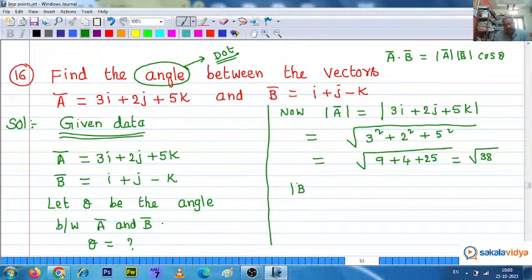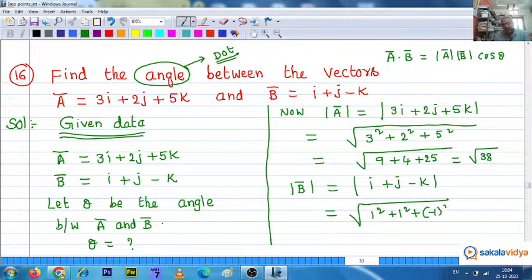Now find B bar. B bar is i plus j minus k, so its modulus is the square root of the i coefficient 1 squared, the j coefficient 1 squared, plus the k coefficient, negative 1 squared. Don't get confused here. Minus 1 squared is also plus 1. My dear students, generally students commit a mistake here. So 1 plus 1 is 2, plus 1 is 3. Root 3. Clear?